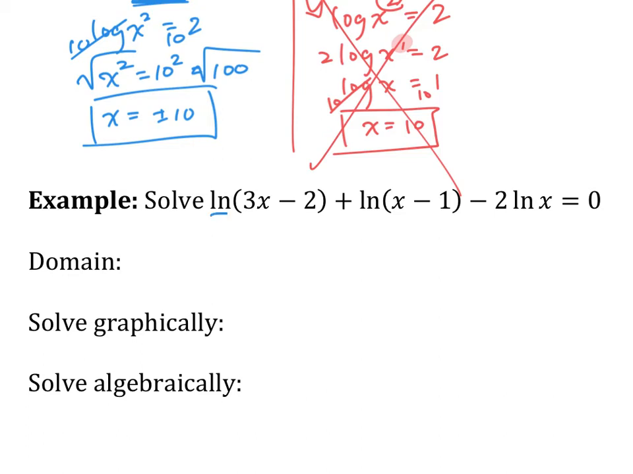We have 3 logs, so whatever answer we get has to work in all 3 logs. And remember, each log can only have a number that's greater than 0. So what we're going to do is take each one and make it greater than 0. Kind of like how you do square root questions. It's the same idea. Check for domain. All right, so let's look at the first one. 3x minus 2 is greater than 0. So we've got to find what x is greater than.